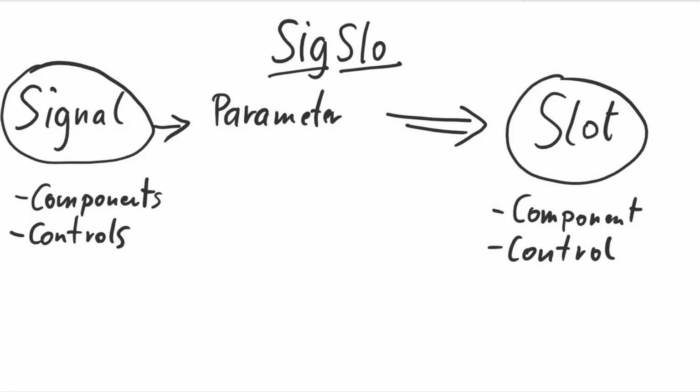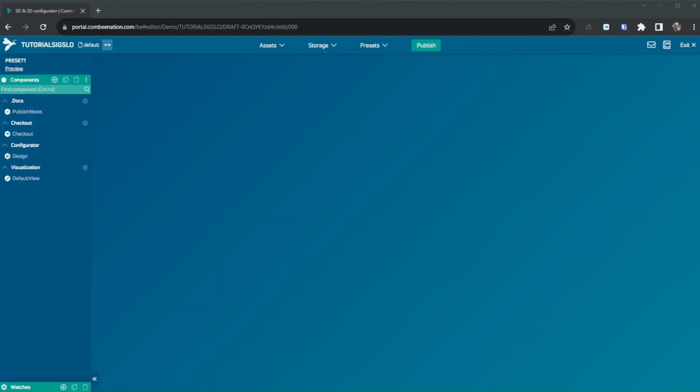Yeah, that's the theory of it. And now let's see how it works in the platform. So now we are in the configurator editor. And what I want to show you right now is a SigSlo between a component and the UI control. So I create a component first.